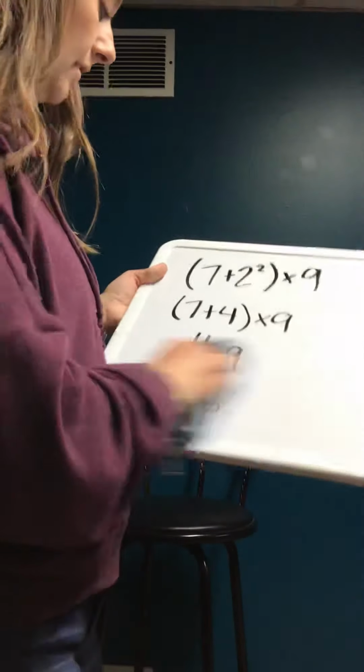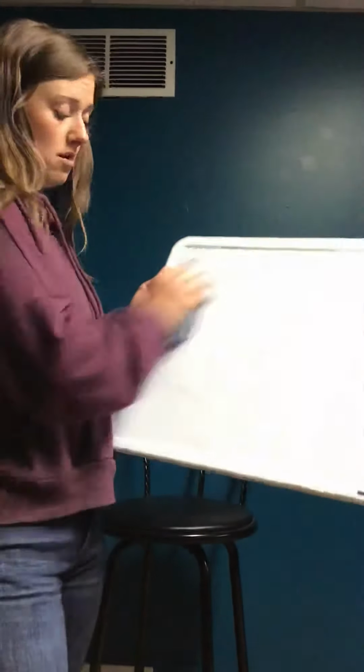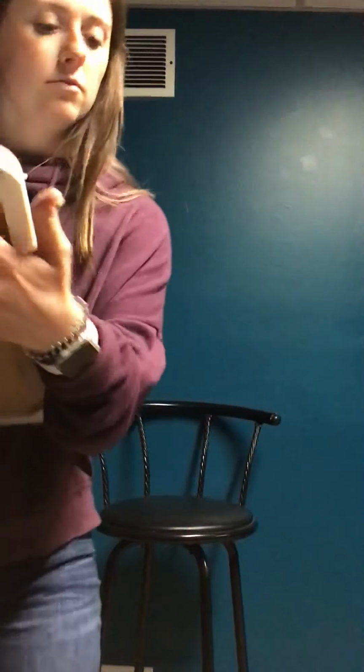Okay, so then erase your whiteboards and pass your whiteboard to the next table mate that's going to write on it. And then we'll go over our next equation.